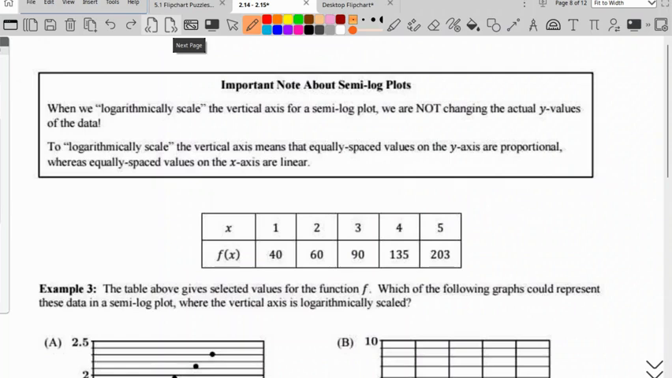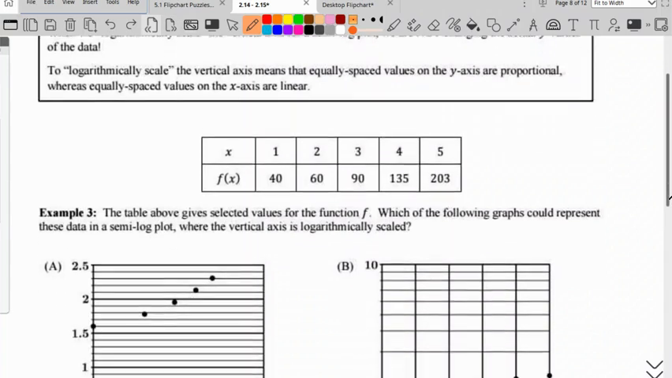All right, so an important note about semi-log plots. When we logarithmically scale the vertical axis for a semi-log plot, we are not changing the actual y values of the data. To logarithmically scale the vertical axis means that equally spaced values on the y-axis are proportional, whereas equally spaced values on the x-axis are linear. So we're saying that they're proportional rather than linear. We're not changing the data, we're just changing how we report the data.